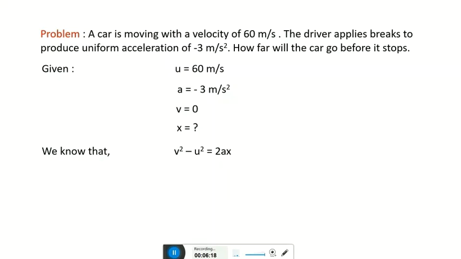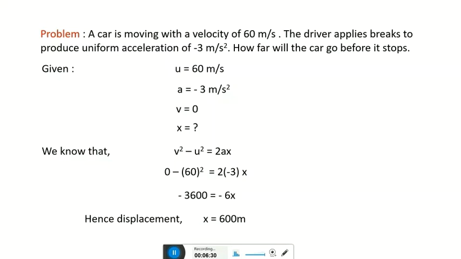So we know the third equation of motion, v² - u² = 2ax. Putting the values of the given parameters, we get x = 600 meter.